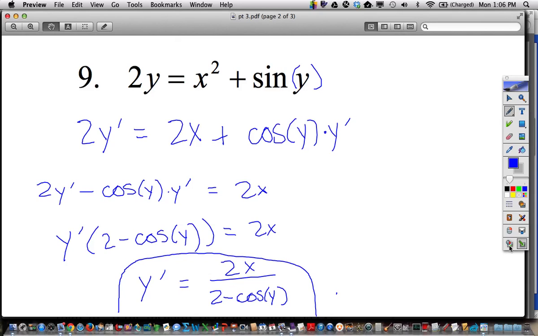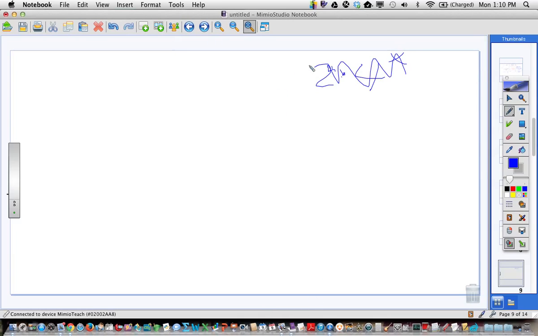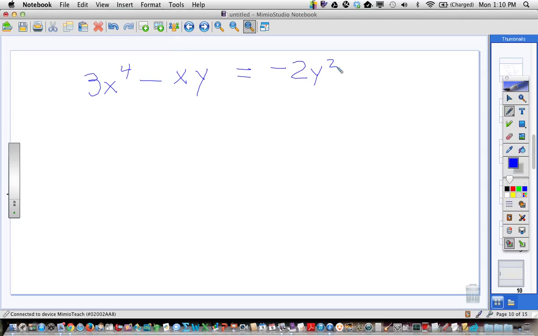Okay? Let's try another one of those. 3x to the 4th minus xy equals negative 2y to the 3rd. Oh, and let's make this y a y squared while we're at it. What the heck? Let's make that y a y squared. Okay, now go. Yeah, we could have an e to the y in there. We could, but we won't. All right, we'll leave it at this.